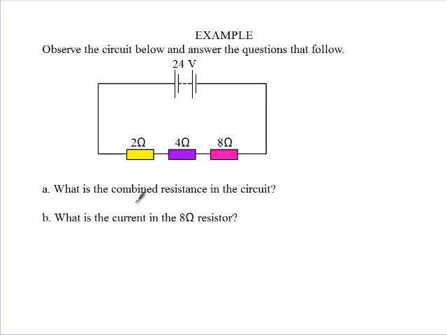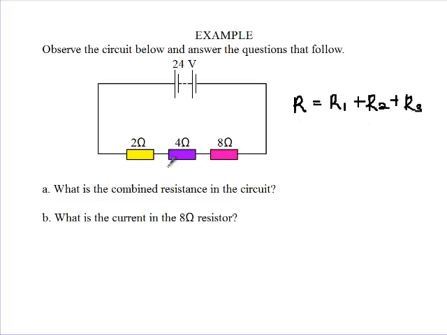Now we know that to find the resultant resistance of resistors in series, what you're going to do is add up all the individual resistors. So whatever number of resistors you have, you add them up. Now in this question, the first question says, what is the combined resistance in the circuit?